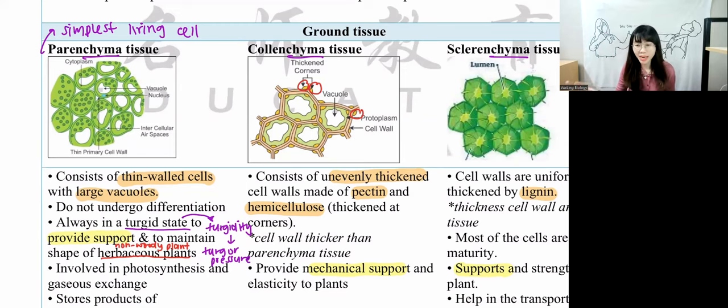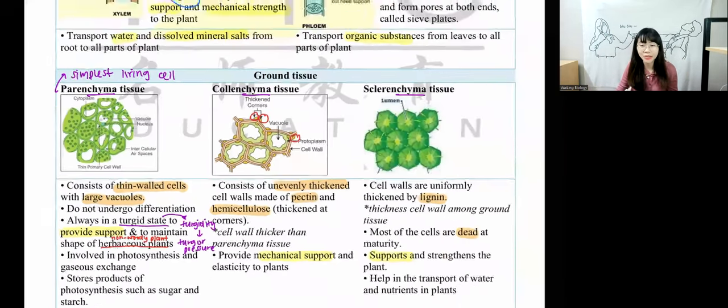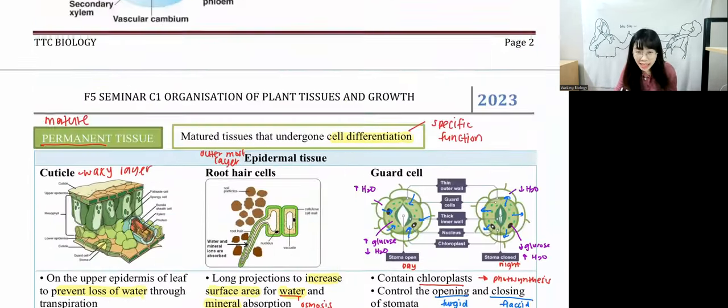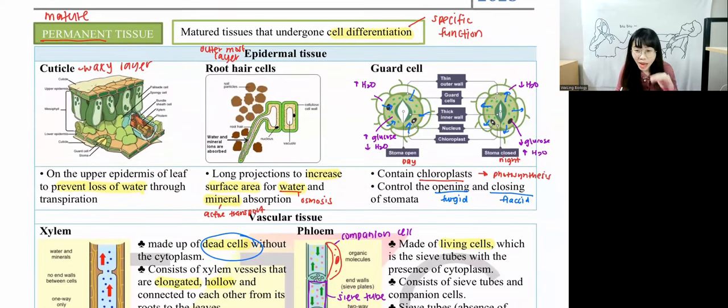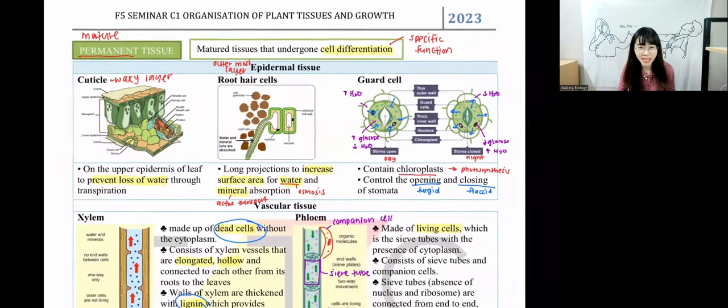But most of the time, when they ask you to write function, they usually ask you to write for parenchyma. Because for parenchyma, in a lot of chapters, in chapter 3 or 4, we will also learn about parenchyma tissue again. So actually, parenchyma is more important as compared to other ground tissue. This page, we have learned it before in Form 4, Chapter 2. I don't know if you remember this, but you have learned this before in Form 4, Chapter 2, okay? They are under permanent tissue. They carry out cell differentiation.